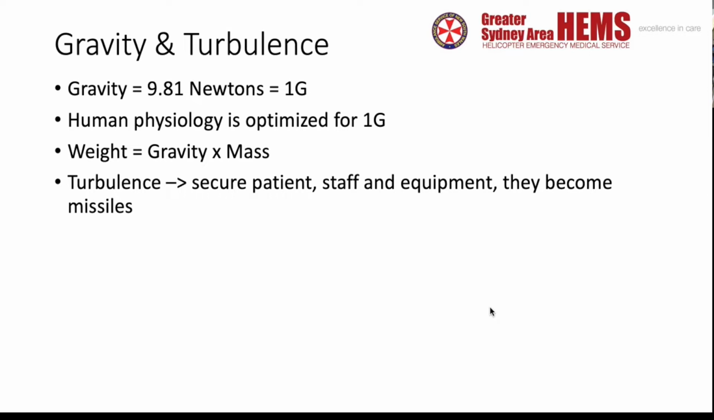Weight is gravity times mass, and that's relevant because if you have a 90 kilo patient and all of a sudden you're experiencing 2 G, that patient is now double the weight, so you've now got a patient that's over 160 kilos. So they started off as a normal 80 kilo patient, and you've now doubled the weight of that patient in terms of if they're not secured and they start moving around the cabin. And so obviously, again, with our bridges, everything is secured and everything is strapped down.